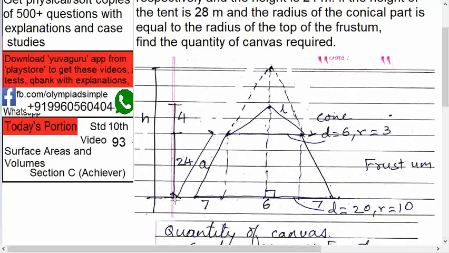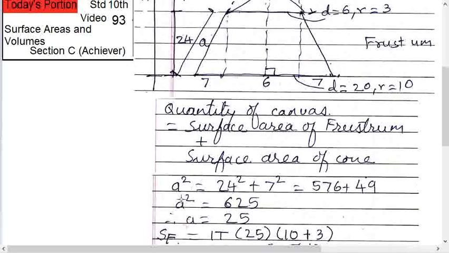Now the important part. This height is 24, it's given, and this is 7. Okay, so the slant height will be what? By Pythagoras theorem, 24, 7, and this will be 25. See this, a squared equals 24 squared plus 7 squared, which is 576.